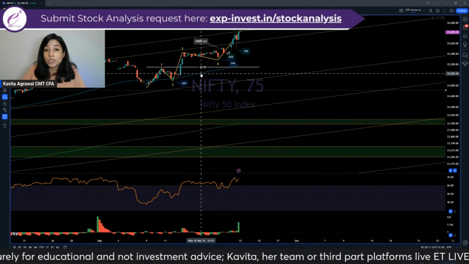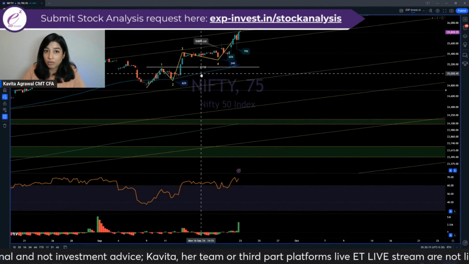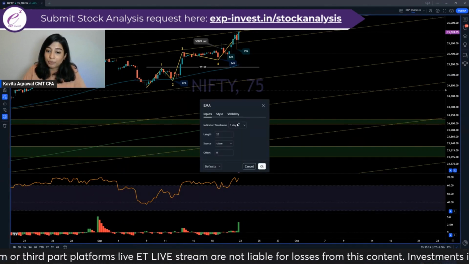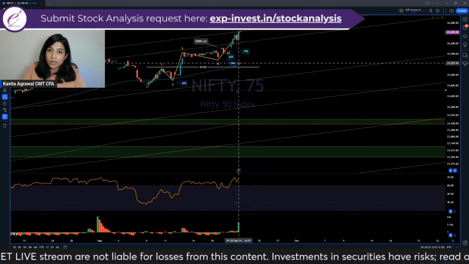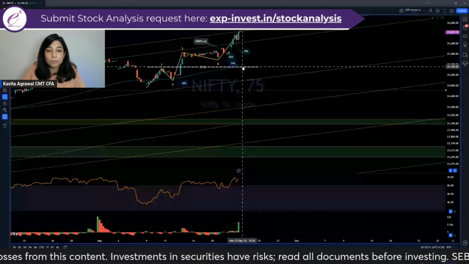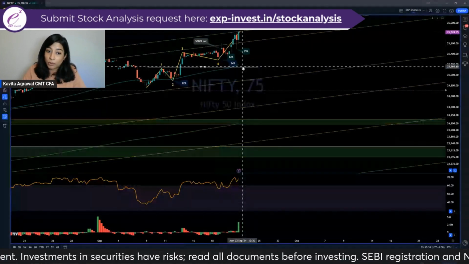This blue line is what? It is the 20 EMA of the daily time frame. The 20 EMA of the daily time frame. I think correction आ सकता है. What is the level? Around 25,150 is where I expect Nifty to give us very good opportunities.